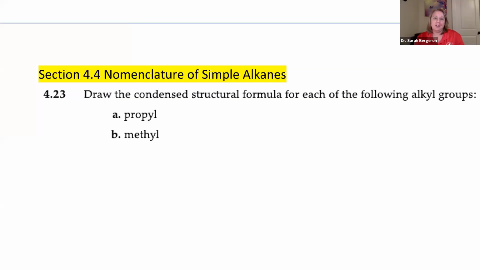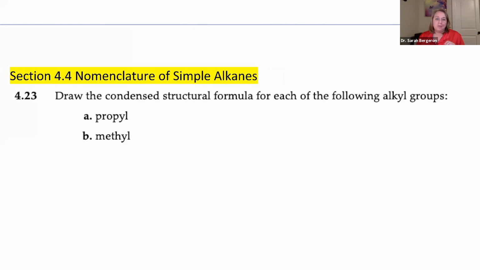Okay, so we have our problems. The first thing is we have to draw the condensed structural formula for each of the following. These are alkyl groups, so that means that it's an alkane, but it's attached to a chain that's already there. And you have to remember the condensed structural formula. Whenever we're writing a condensed structural formula, we're writing out the carbons and the hydrogens, but we're putting them basically in a line together. We're not showing any bonds. But in this case, we will show one bond, and that's to the R group. That's the only bond that we're actually going to show.